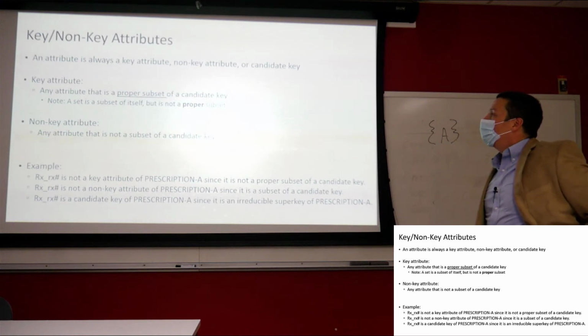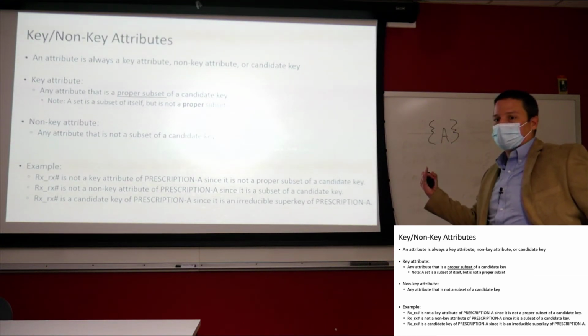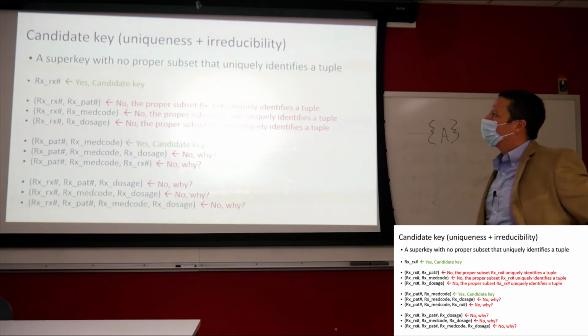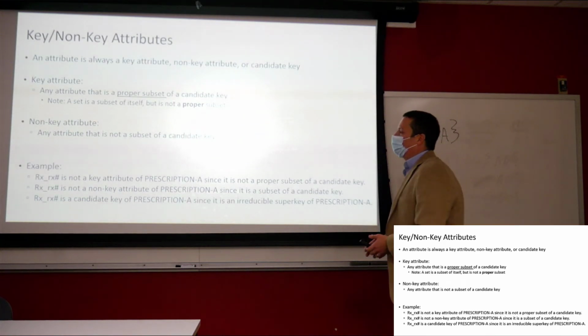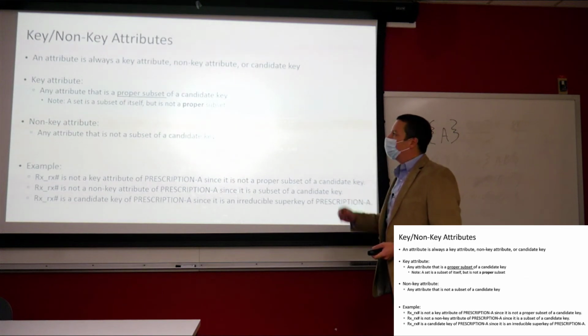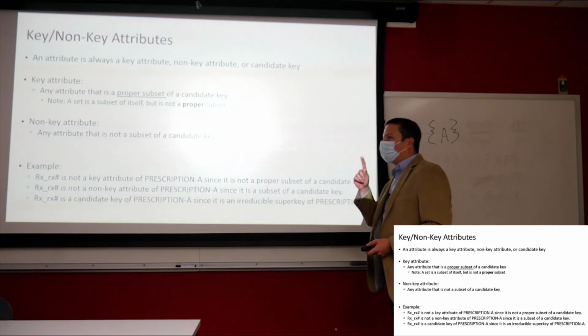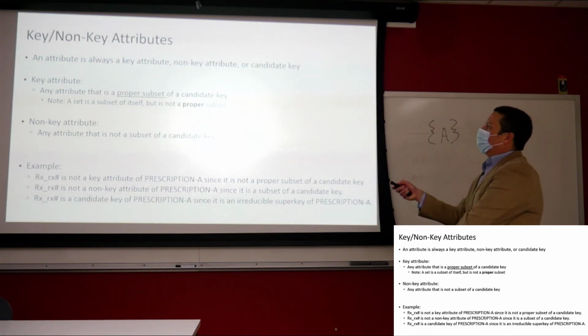So in addition, we've talked about super keys and candidate keys. Is that it? Super keys and candidate keys? That's what we've talked about so far. We also have this idea of key and non-key attributes. Each one of our atomic attributes in the relation is always going to be one and only one of these three things: a key attribute, a non-key attribute, or a candidate key.